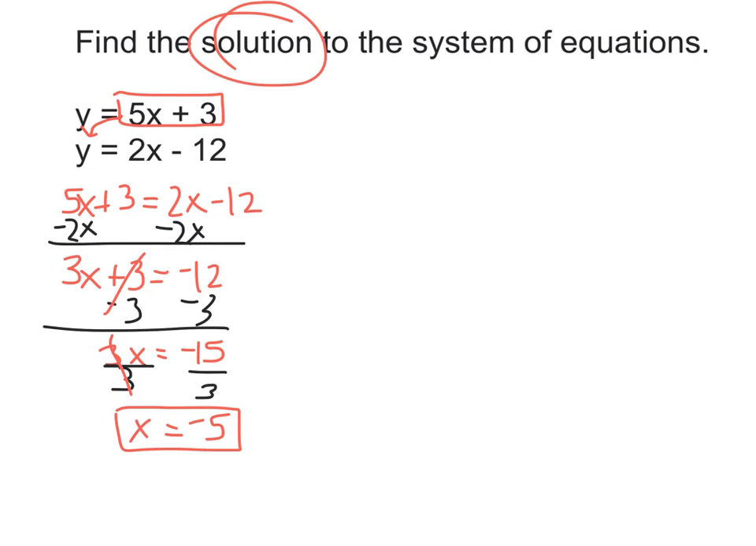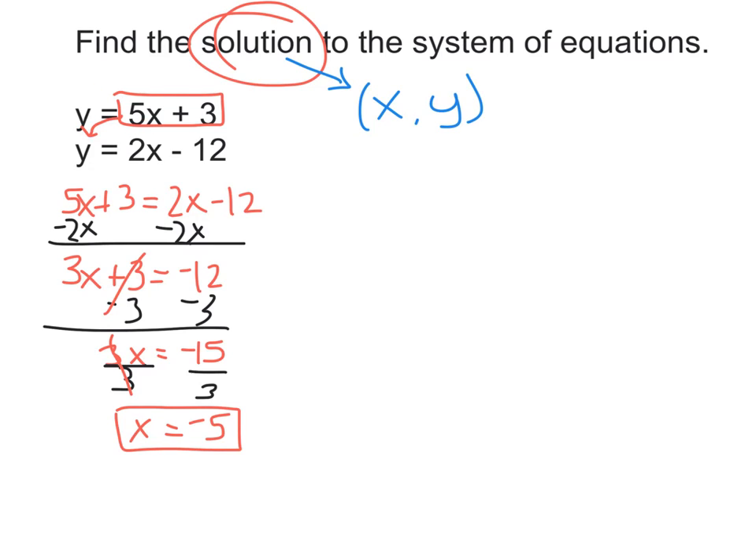Remember, a solution is an ordered pair. X and y are needed to tell the final solution. So if we know that x equals negative 5, what we need to do now is our second step, and that is take either of the two original equations, it doesn't matter which one, and put negative 5 in for x in one of the equations and then solve for y.